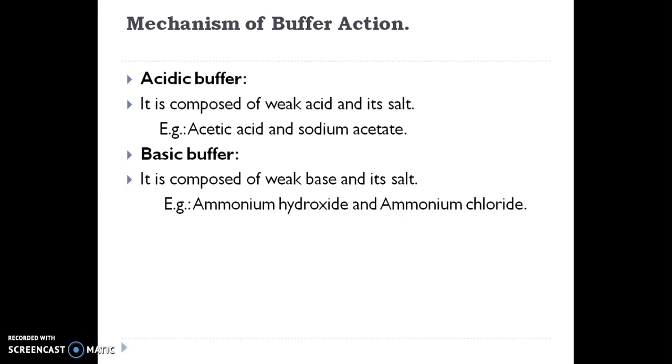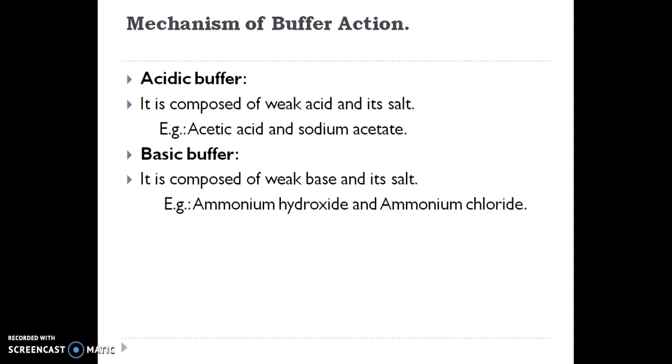Again, as we discussed before, there are two different types of buffer. First is the acidic buffer and second is the basic buffer. An acidic buffer is composed of a weak acid and its salt. For example, acetic acid, a weak acid, and its salt, sodium acetate. Combined, they give the acidic buffer, that is the acetate buffer. Second is the basic buffer, again a composition of a weak base and its salt. For example, ammonium hydroxide and ammonium chloride.